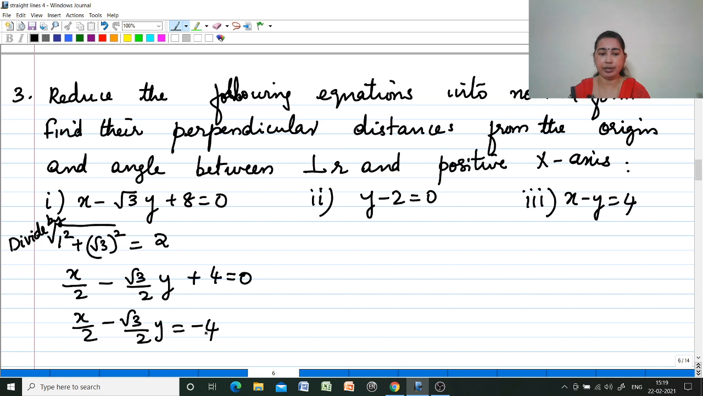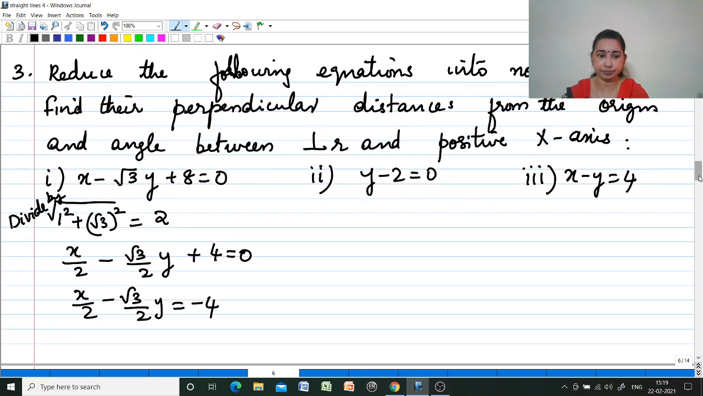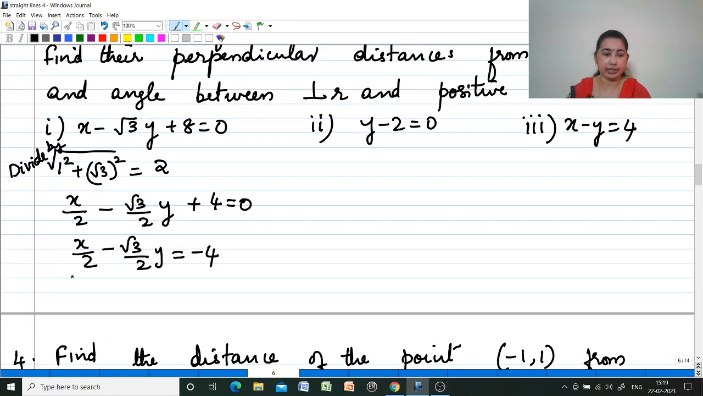Anyway, the distance will not be negative. So what we have to do is multiply this negative sign throughout, and we get -x/2 + (root 3/2) y = 4.